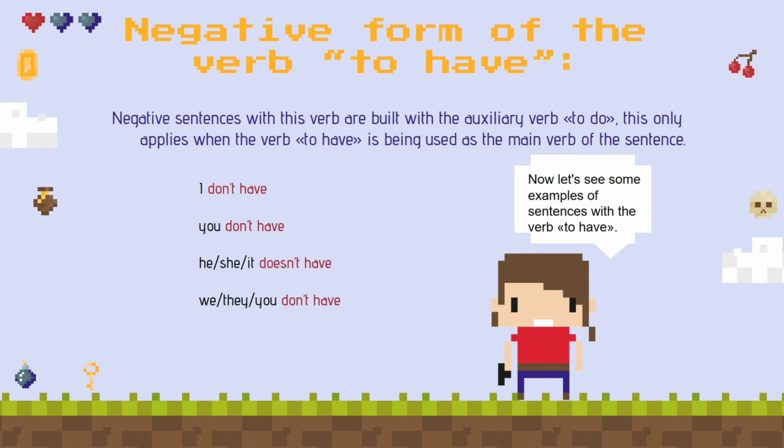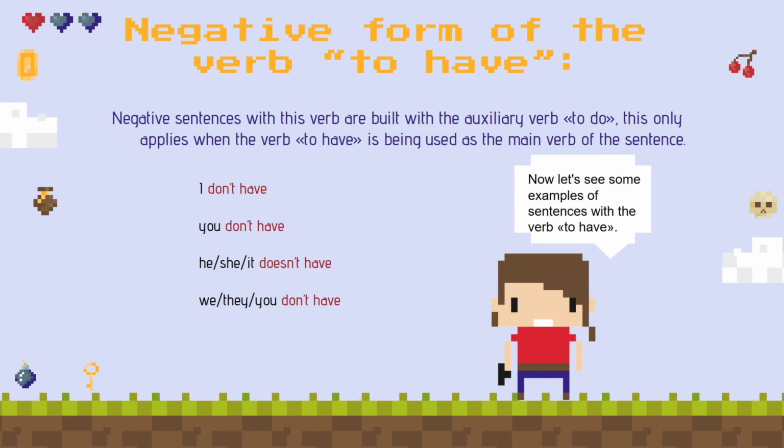Negative form of the verb to have. Negative sentences with this verb are formed with the auxiliary verb to do. This only happens when the verb to have is being used as the main verb of the sentence. I don't have, you don't have, he, she, it doesn't have, we, they, you don't have. Now let's see some examples of sentences with the verb to have.